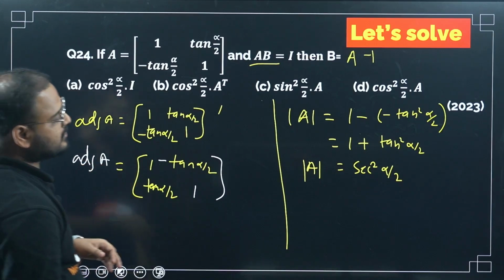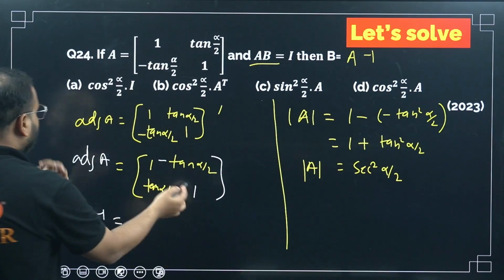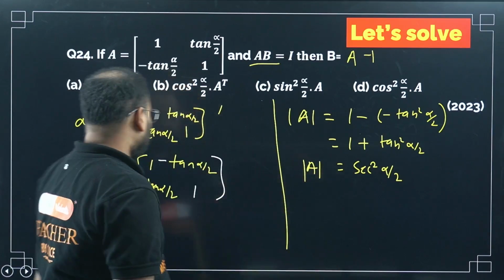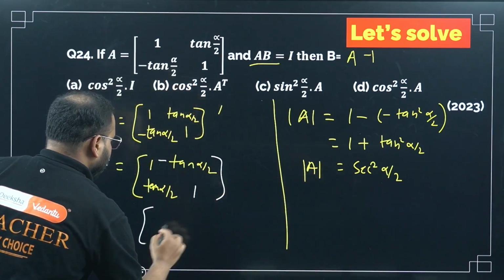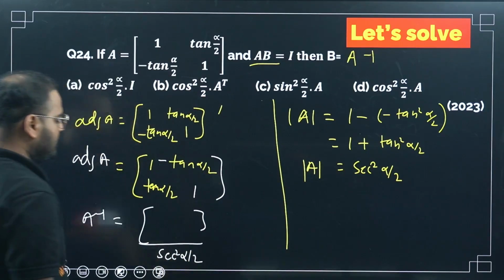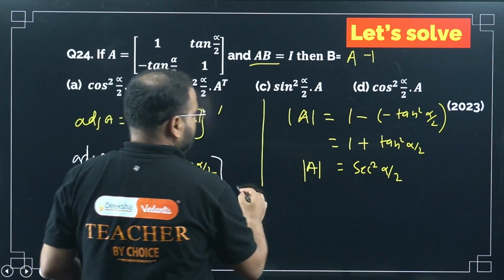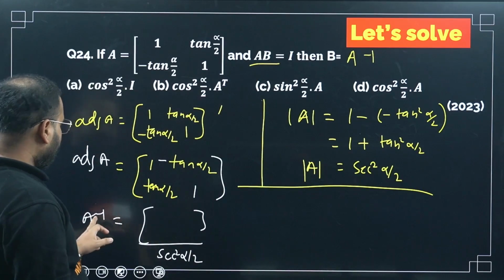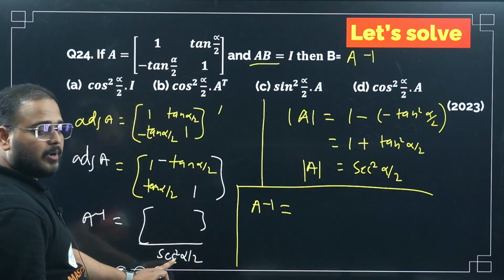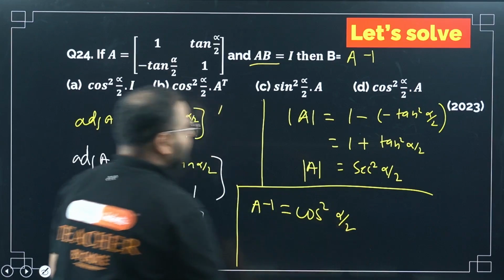I'm looking for what? A inverse, no? My A inverse would be adjoint A divided by sec square alpha by 2. This whole matrix divided by sec square alpha by 2. Think about it. This will become what? 1 by sec square is there, right? So it will become cos square alpha by 2. Please check this. A inverse I'm writing directly. So this sec square in the denominator will become cos square alpha by 2. This part is clear? Okay.